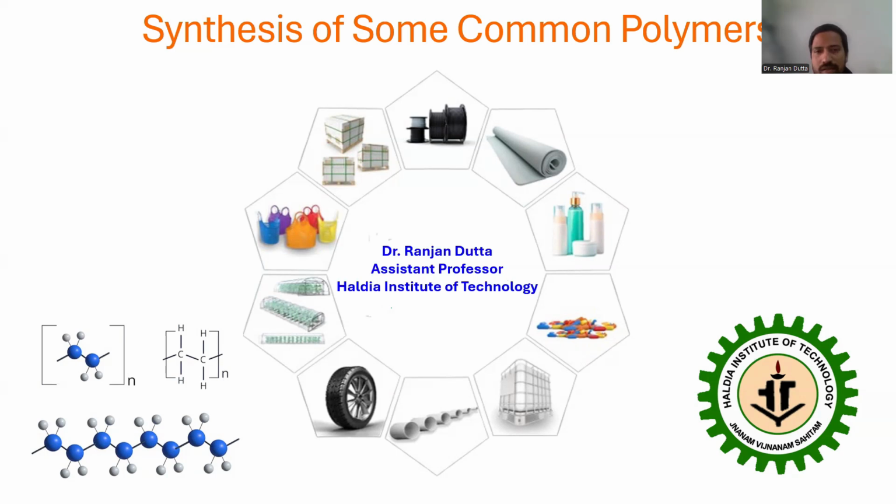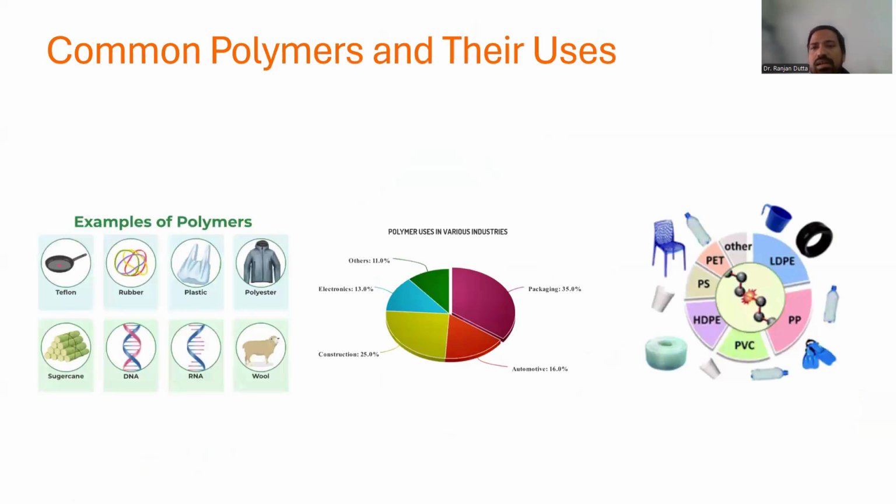Now, as you can see, polymers are everywhere. In the introduction part, I have shared some examples of natural polymers and some synthetic polymers. For instance, DNA, RNA, and natural rubber are natural polymers because they can be obtained from natural resources, whereas plastic and Teflon are synthetic polymers. They can be prepared in the lab.